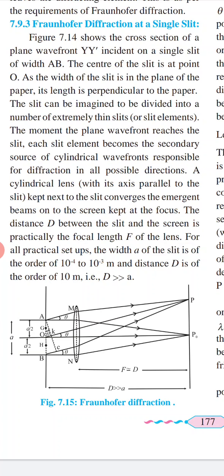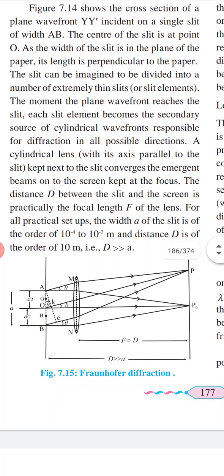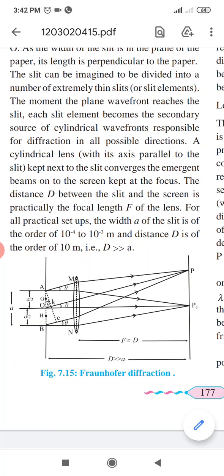A cylindrical lens with its axis parallel to the slit, kept next to the slit, converges the emergent beam on the screen kept at its focus. The distance D between the slit and the screen is practically the focal length f of the lens. For all practical setups, the width a of the slit is of the order of 10 raised to minus 4 to 10 raised to minus 3 meter and the distance D is of the order of 10 meter.